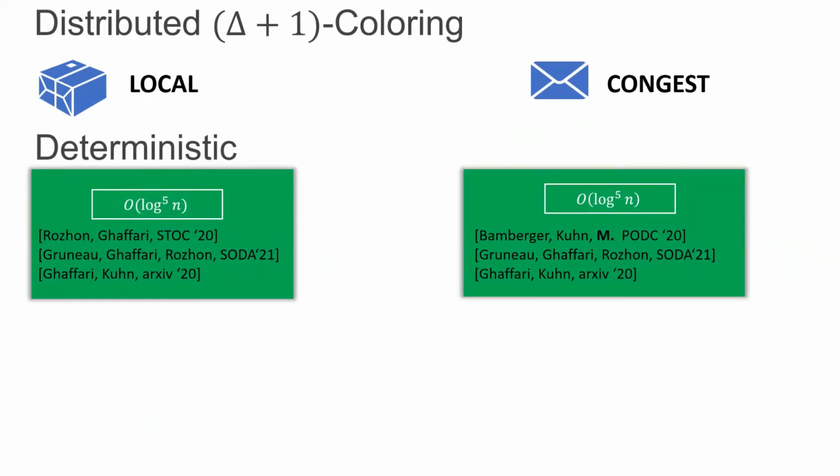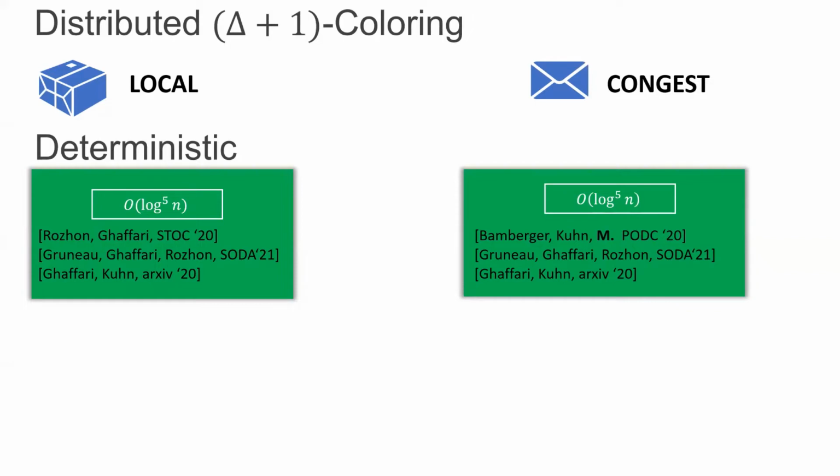So what's known about the graph coloring problem in both of these models? If we first look at deterministic algorithms, since the big breakthrough from one or two years ago, we know that we have polylog time deterministic algorithms for these problems. And actually the polylog right now stands at log to the 5. And we also know such a complexity in the CONGEST model with a bit of additional work.